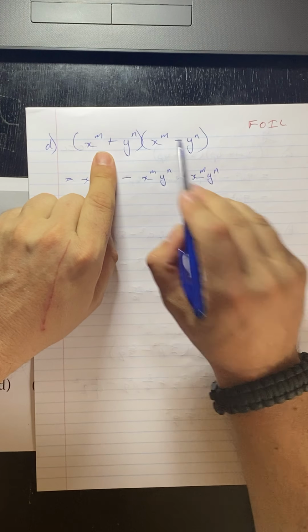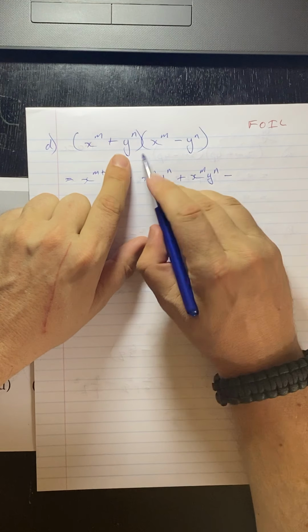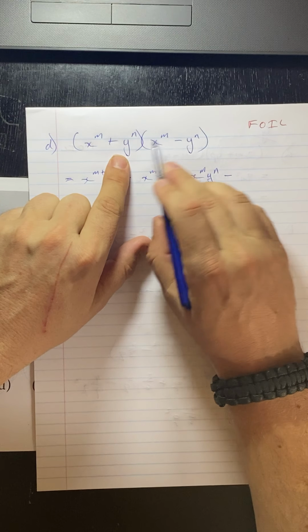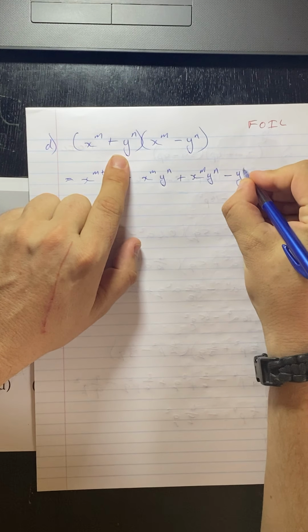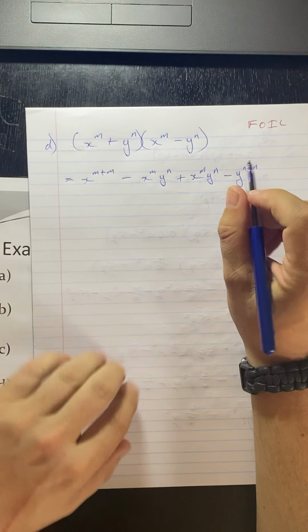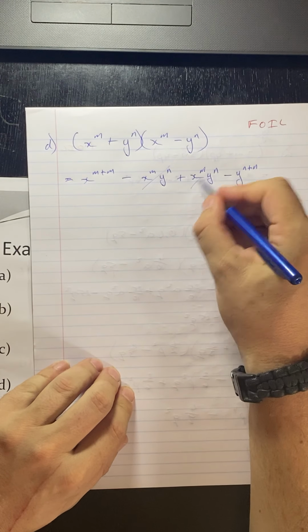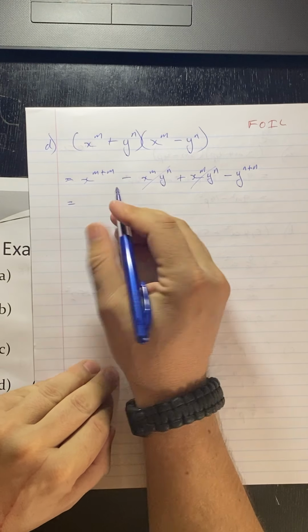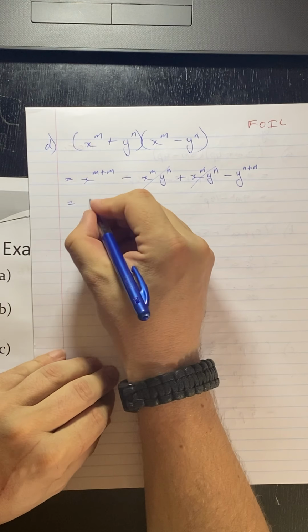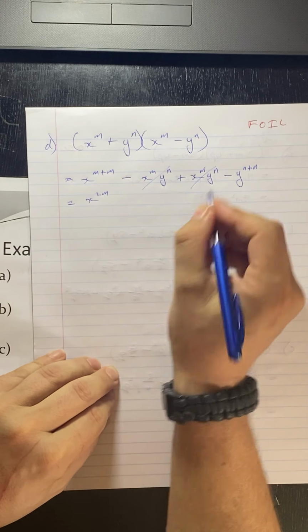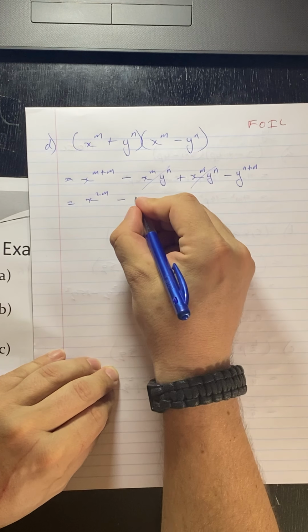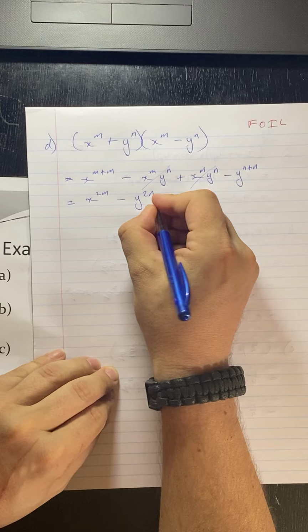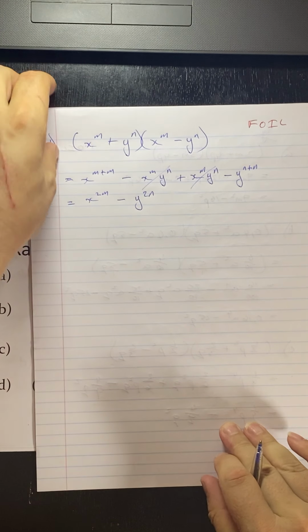Then a positive times a negative is a negative. Y to the n times y to the n. Bases are the same, so I add the exponents. So y to the n plus n. These will cancel. And I just simplify my exponents. So m plus m is 2m minus, simplify the exponent, so n plus n is 2n. And there's our final answer there.